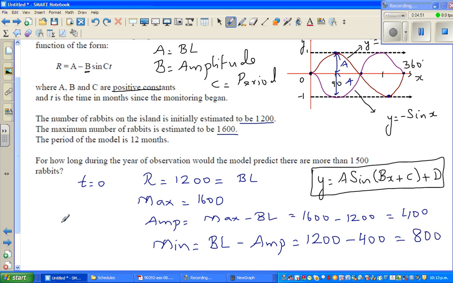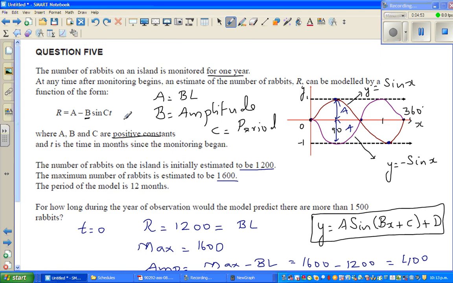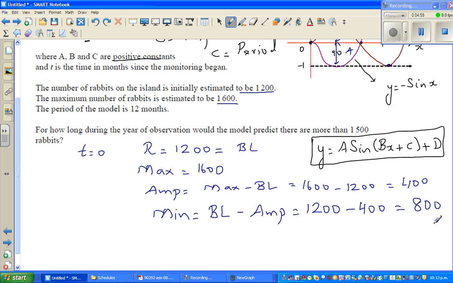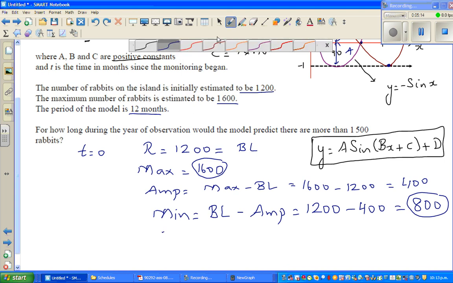So in other words, what is this information telling me? That the number of rabbits on the island is oscillating between 800, which is the minimum, and 1600, with the baseline being 1200. Okay, now the last piece of information: the period is 12 months.